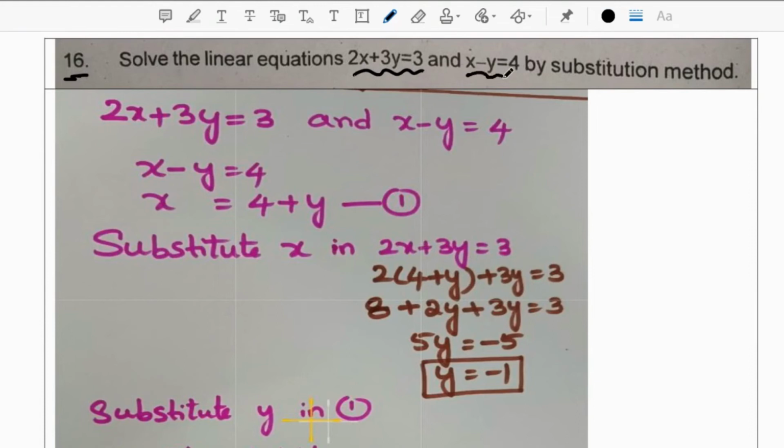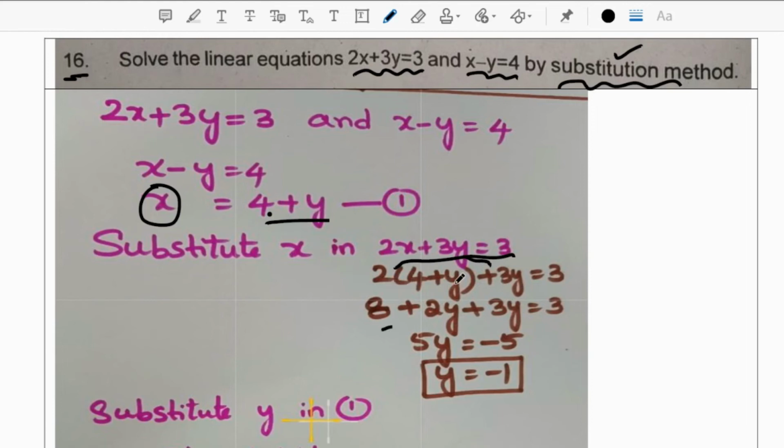16th question, solve the linear equation 2x plus 3y is equal to 3 and x minus y is equal to 4 by substitution method. We'll take the second equation, students. x minus y is equal to 4. x is equal to 4 plus y. Now we'll substitute this x in 2x plus 3y is equal to 3. As we are substituting x value in one of the equations, this method is called substitution method. So 2 into (4 plus y) plus 3y is equal to 3.